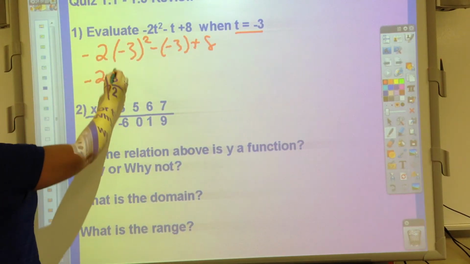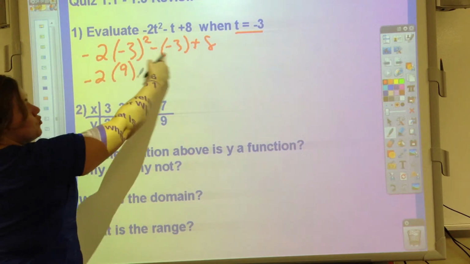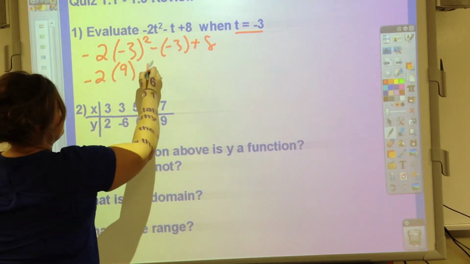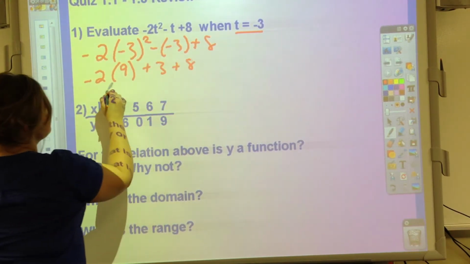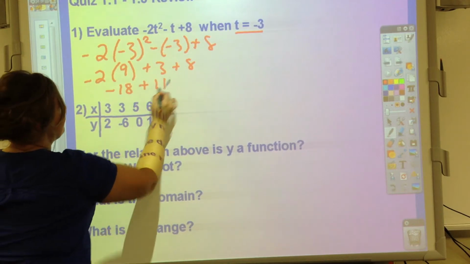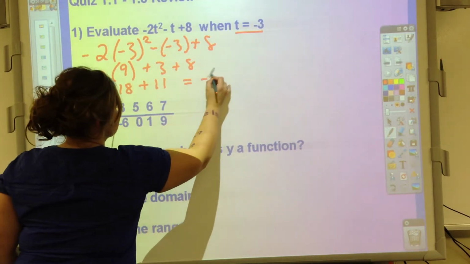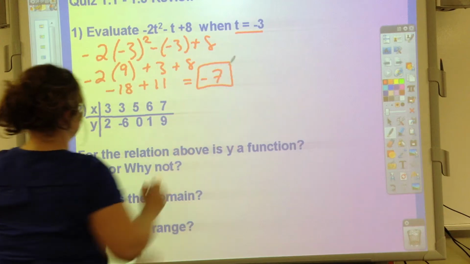If I square -3, I'm going to get 9. When I subtract a negative, I get a positive. And now I have a -18 plus 11. And my solution, when I simplify, is a -7.